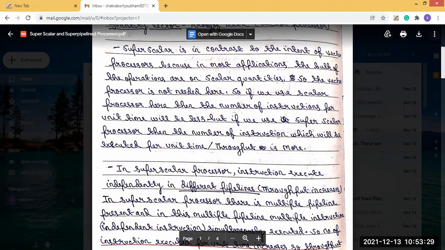In a superscalar processor, basically what happens is, in the pipeline concept, if you remember, we have discussed that to execute an instruction we require 5 stages: instruction fetch, instruction decode, then execute, then memory write, then we store that into the memory. Total 5 stages are present there. Now, the same pipelining concept is present in the superscalar processor, and there multiple pipelines are present.